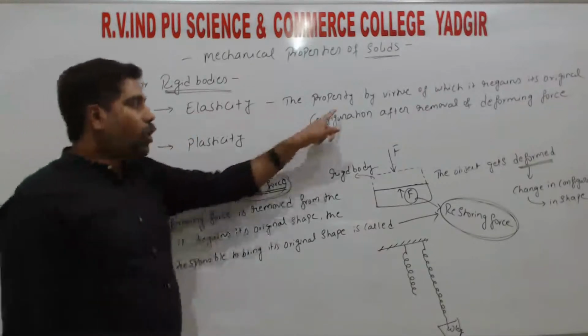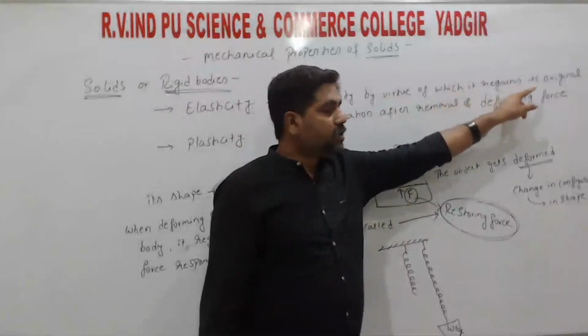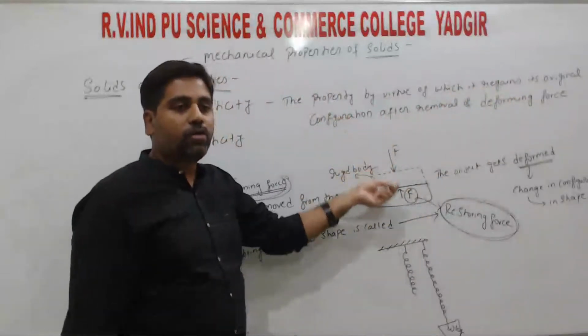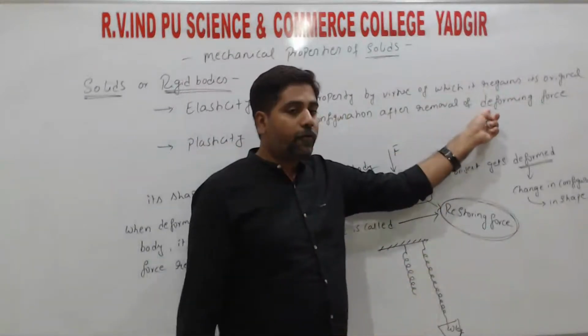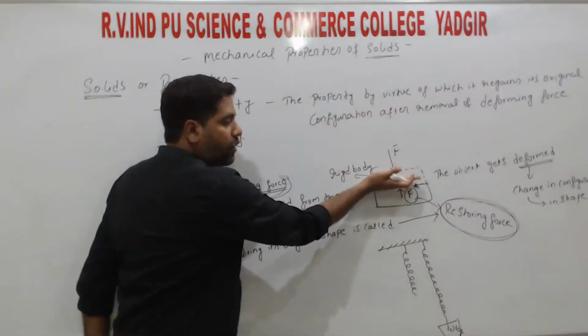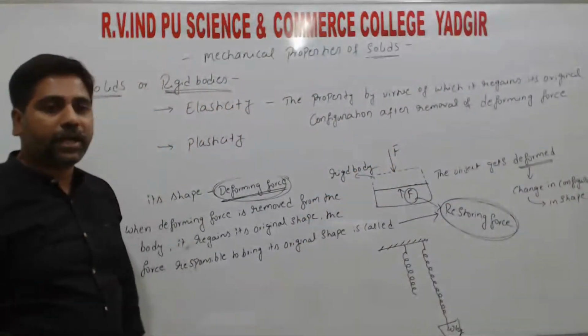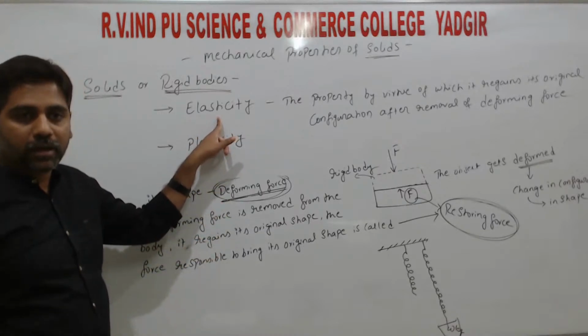So it is the property by virtue of which it regains its original configuration. When does it come back to the original configuration? When the deforming force is removed. If we remove the deforming force, it will come back to its original shape, right. So that we call elasticity.